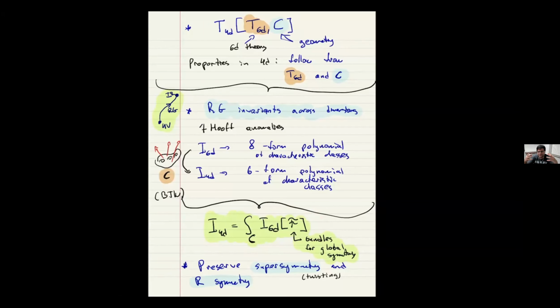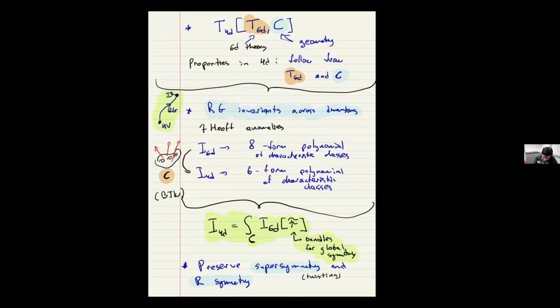Again, we have this theory in 6 dimensions. We put it on a Riemann surface and we kind of integrate out the degrees of freedom that live on the surface and flow to low energy, which is a 4-dimensional theory. Okay. Again, we will insist that in this procedure of compactification, we preserve supersymmetry and we preserve some R symmetry, which will be very important for us.